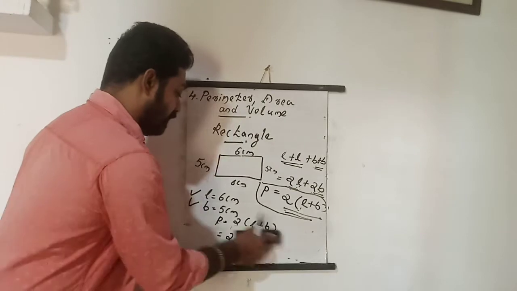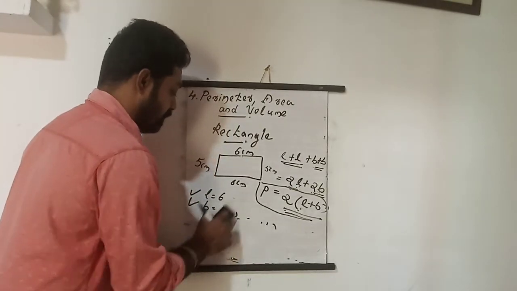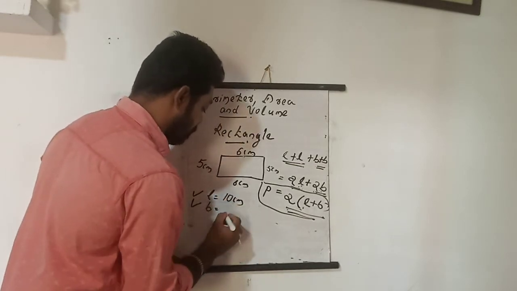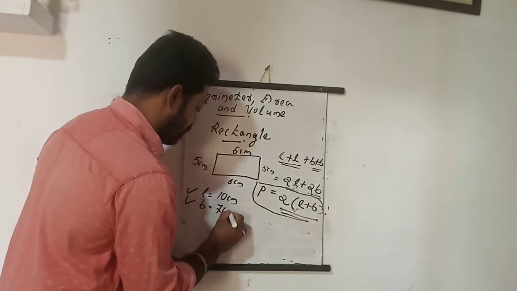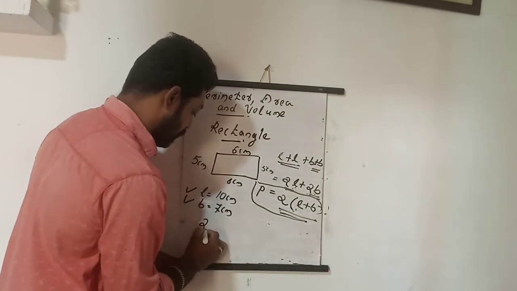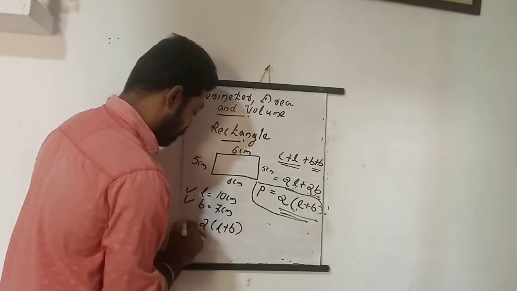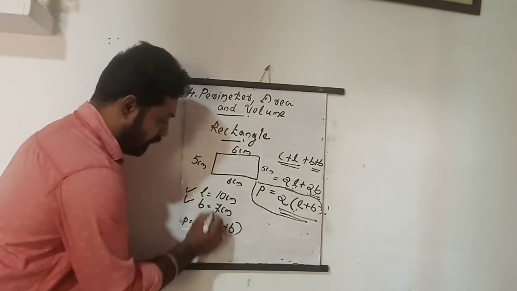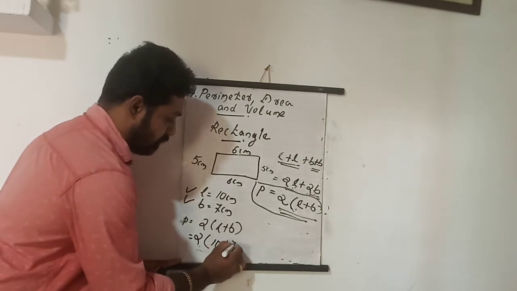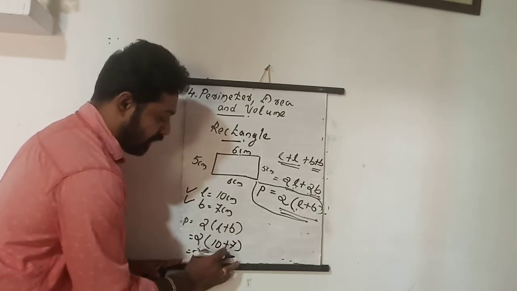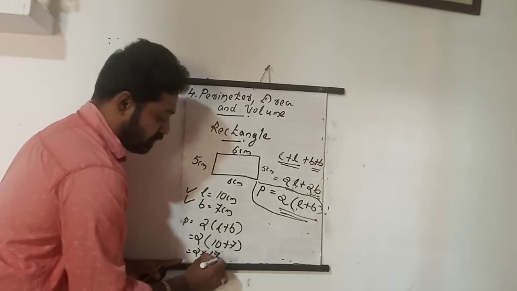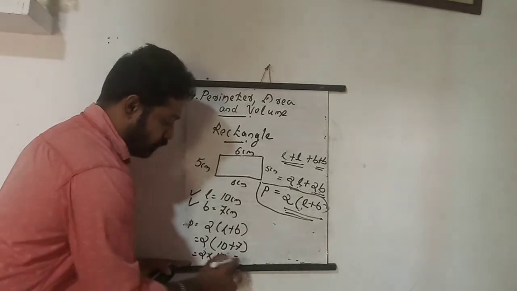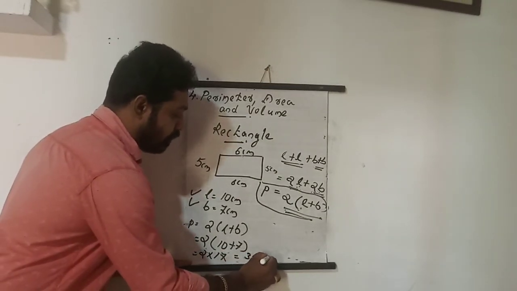Okay, like that, if L is given as 10 centimeter and B is 7 centimeter, how can we find it? Perimeter is equal to 2 into L plus B. 2 into, what is L? 10. What is B? 7. So 2 into 10 plus 7. First add inside the bracket: 2 into 17, what is the answer? 34. This way you have to find it.